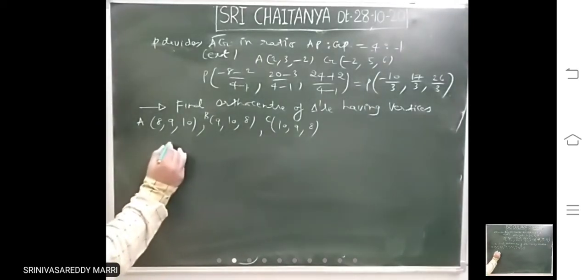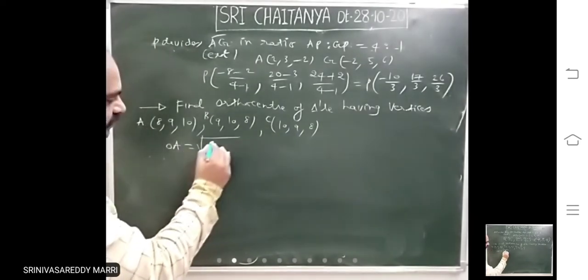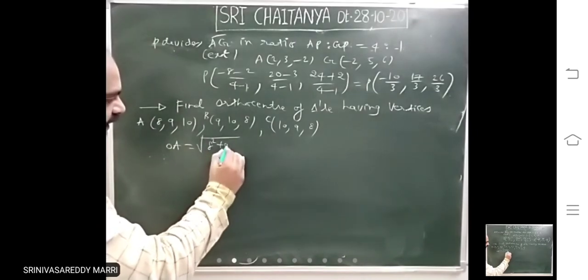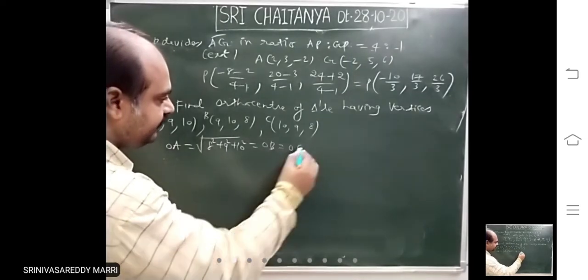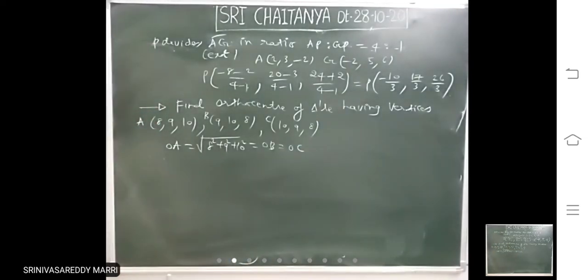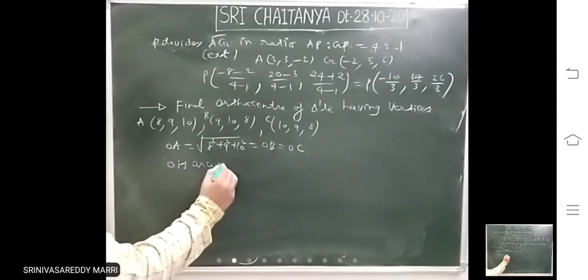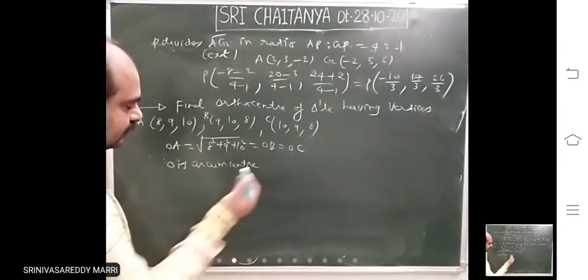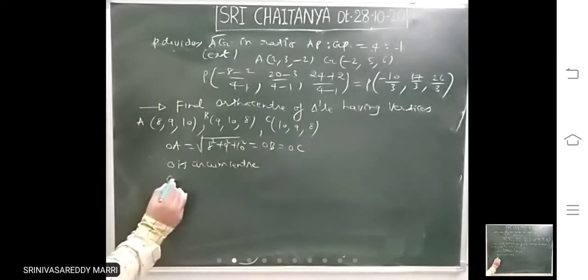First check OA, where O is the origin. OA distance is what? Root of 8 square plus 9 square plus 10 square. This is also equal to OB, equal to OC. OA equal to OB equal to OC means what? Origin is equidistant from all the points. So O is circumcenter. Origin is circumcenter. Now you can find centroid easily.